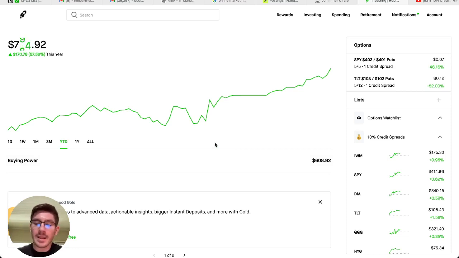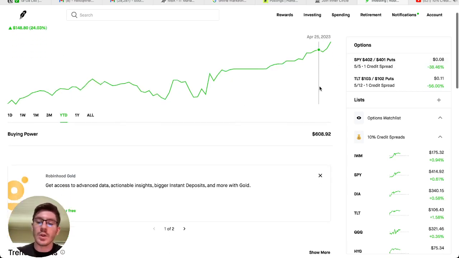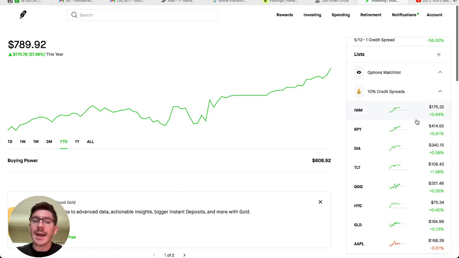So if you want to learn exactly how I do this with a small account, less than $1,000, I'm going to walk you through exactly what I do. Number one, I trade credit spreads. If you have no idea what credit spreads are, it's a simple strategy where you look at highly liquid stocks. For instance, I trade SPY, IWM, DIA, TLT, QQQ, GLD, stuff like this.